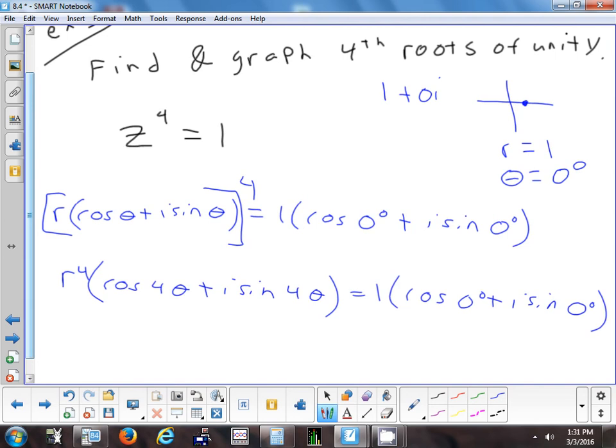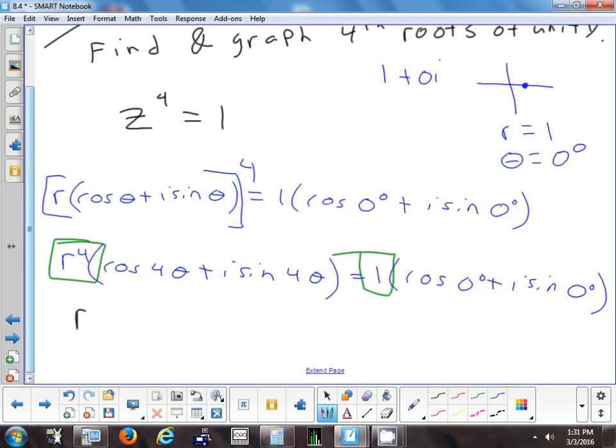All right, now we have to make what's on the left and what's on the right match. That has to match that. The radius on the left has to match the radius on the right. All right, so let's do that first. R to the 4th equals 1.